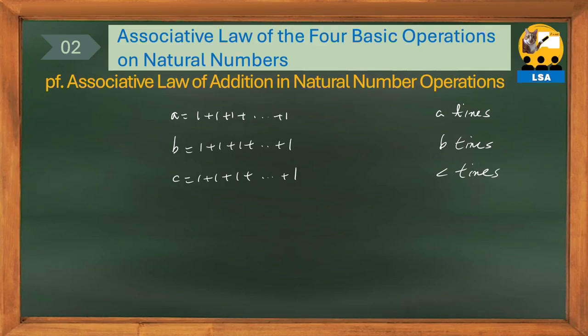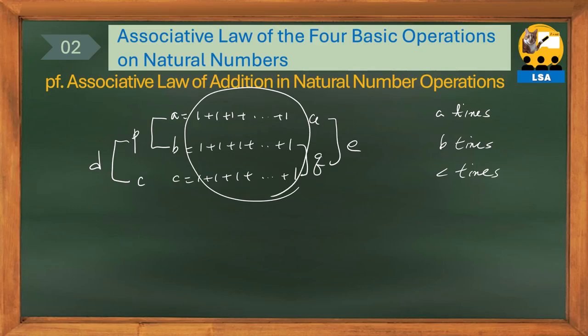Then, in the operation of doing A plus B first, the number of ones is P. Adding C to this, the total number of ones is D. This time, in the operation of doing B plus C first, the number of ones added is Q. Adding A to this, the total number is E. However, since the number of ones represented by D and E are equal, D equals E, concluding the proof. You understood well, right?